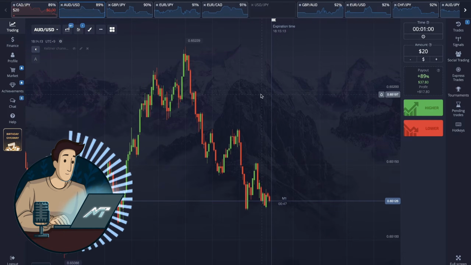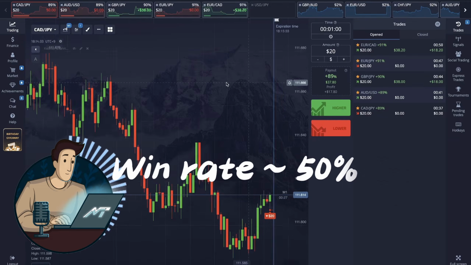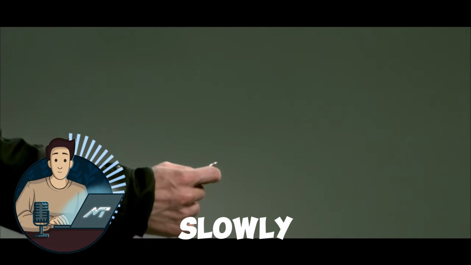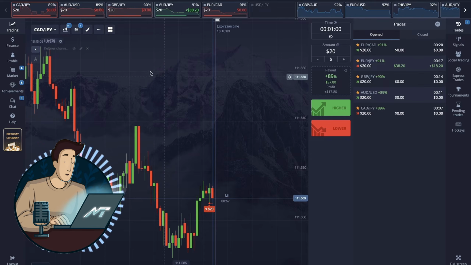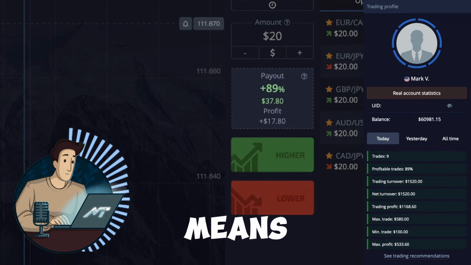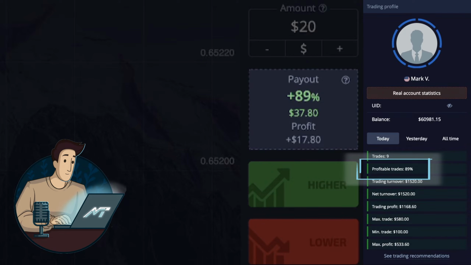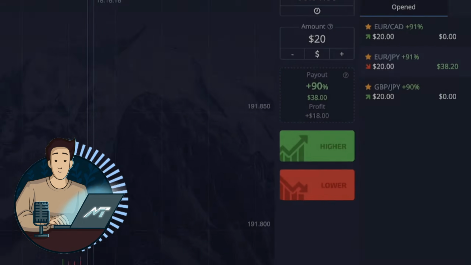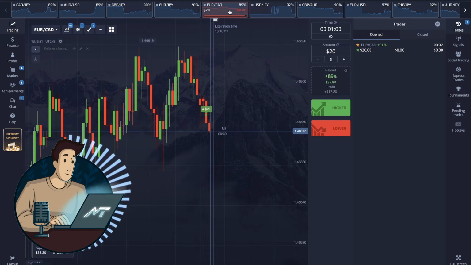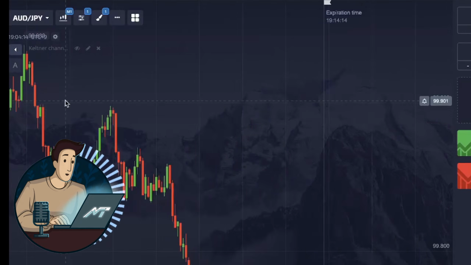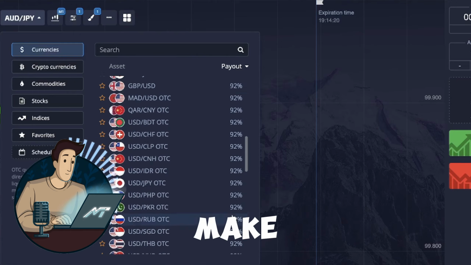So if you trade without any strategy and open random trades, which means your win rate is 50%, you will slowly but surely lose money because you don't get 100% back when you win. So that means your win rate has to be high enough to cover the commission. And your average payout percentage on the currency pairs that you trade on has to be high enough to ensure you profit, considering your win rate. The higher the payout, the lower your win rate needs to be to make a profit.